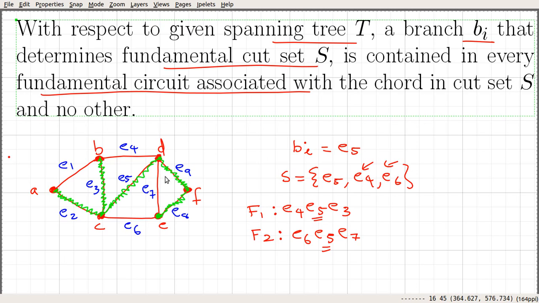And again, if you look into any other fundamental circuit, like this one, we can see that E5 does not belong to this circuit. Similarly, E5 does not belong to this circuit also. Those are the only fundamental circuits. So we can see that this statement is true for this example. So let's go and prove it for the general case.